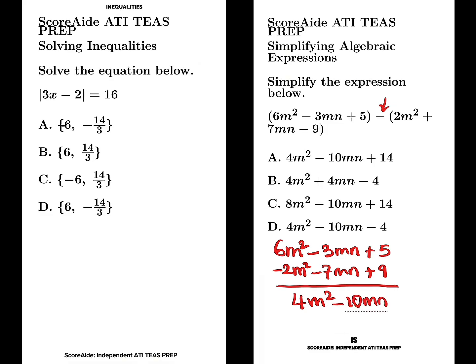5 plus 9 is gonna give you 14. So that is the answer because there are no more like terms. So the answer is gonna be A. Now this is just a coincidence that almost all the answers are A.